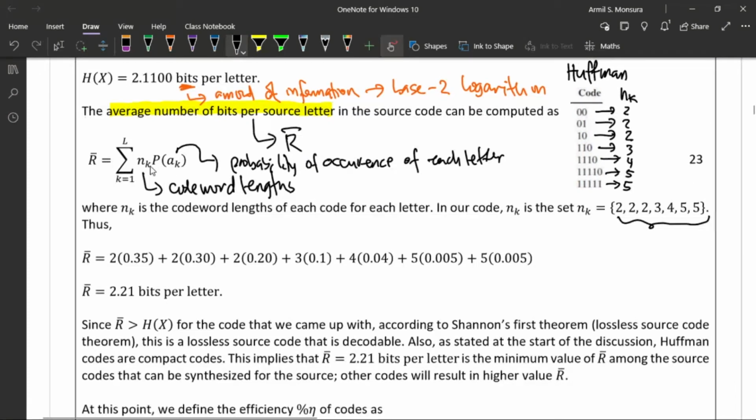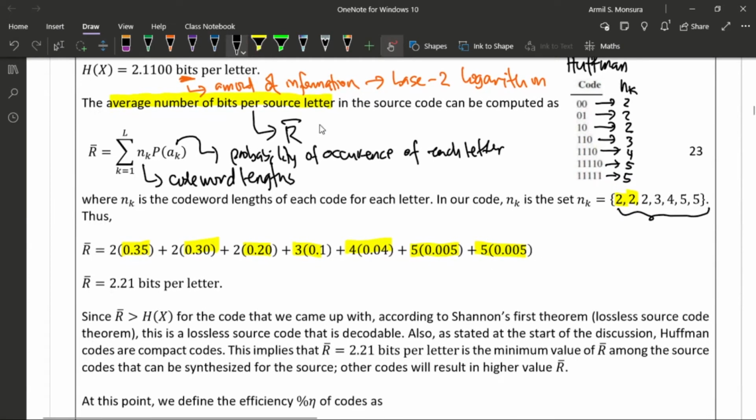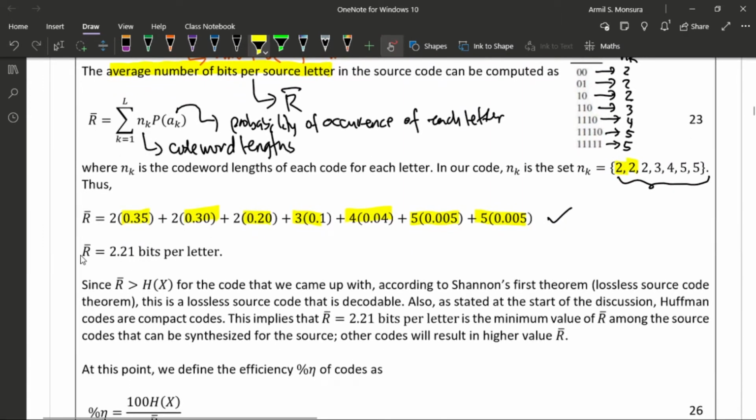Using this formula. That is, we multiply 2 with the probability of occurrence of X1, which is 0.35. Then, this next code word length 2 is multiplied to the probability of occurrence of X2, and so on and so forth. So, we now compute this, and please verify that this operation would actually result to the following average code word length. So this is now your average code word length, which is R bar.